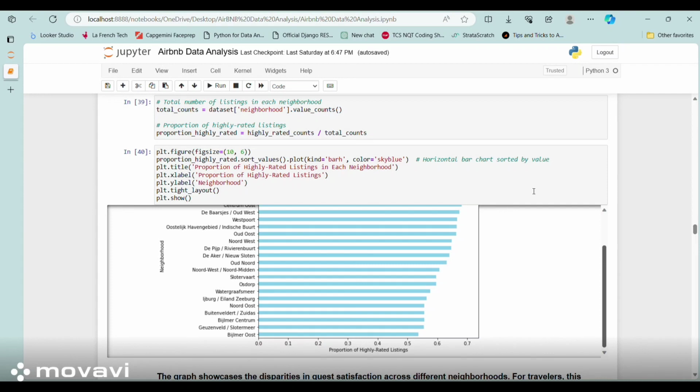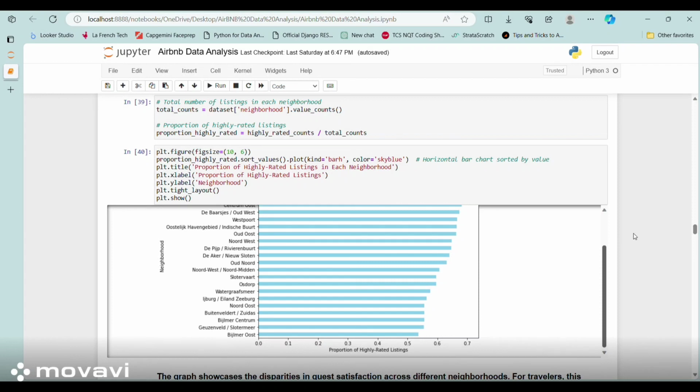What's immediately noticeable is the variation in guest satisfaction across neighborhoods. Some areas have a high proportion of highly rated listings while others have fewer. As a traveler, this information can significantly impact your experience during your stay. For travelers seeking a top notch experience, neighborhoods with a high proportion of highly rated listings might be a preferred choice. It suggests that guests have consistently enjoyed their stays in those areas.